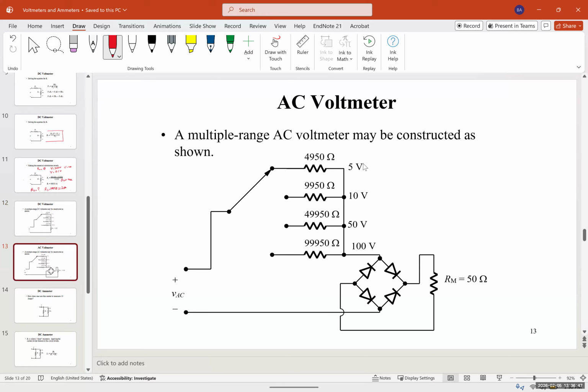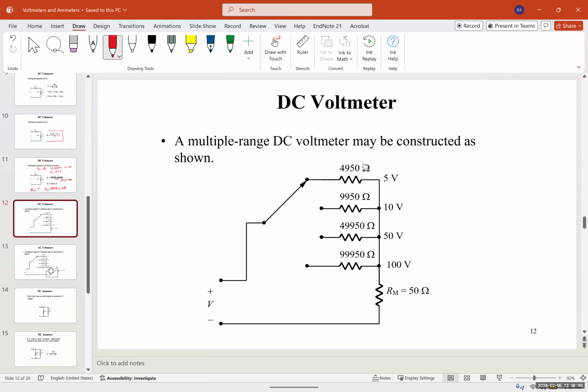Now, again, if I want to measure the voltage in the output, V, this V would be our input voltage, and I can use a simple voltage divider to see how much voltage is on Rm, which shows the deflection on the needle, which is our coil.